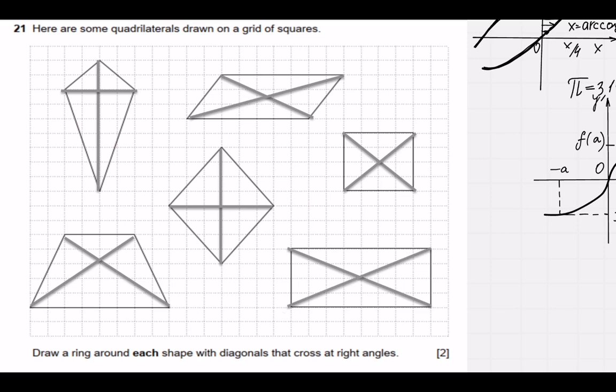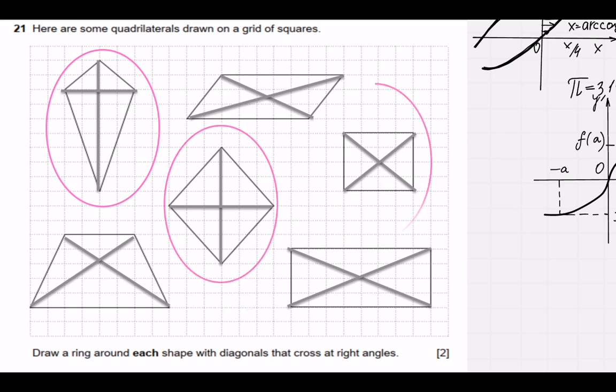What about the rectangle? No, the diagonals don't meet at right angles. So how many of these quadrilaterals have diagonals that meet at right angles? Only 3: kite, rhombus, and square.